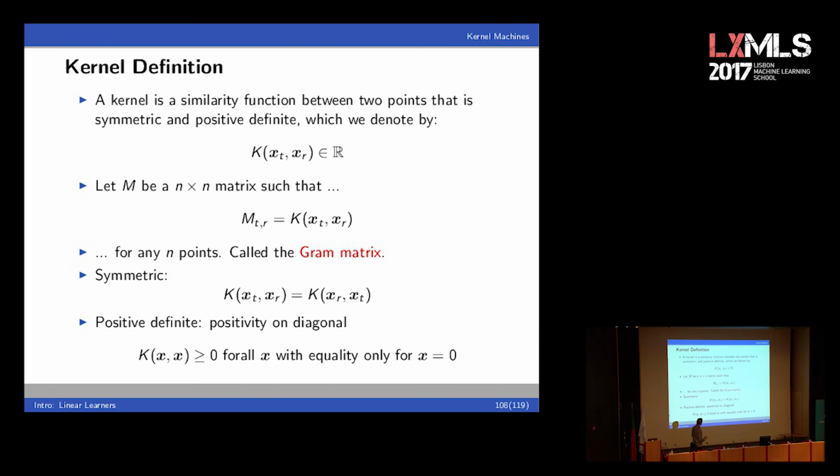Symmetric is clear, positive definite just means that on the diagonal you have to check that the diagonal values on this matrix are greater or equal to 0. For any such kernel, you can be sure that there is implicitly a feature map, an enriched feature map that allows you to do things that you couldn't do before. Like this map here.